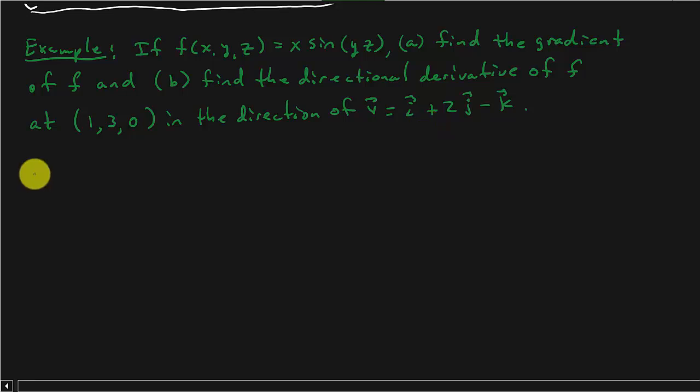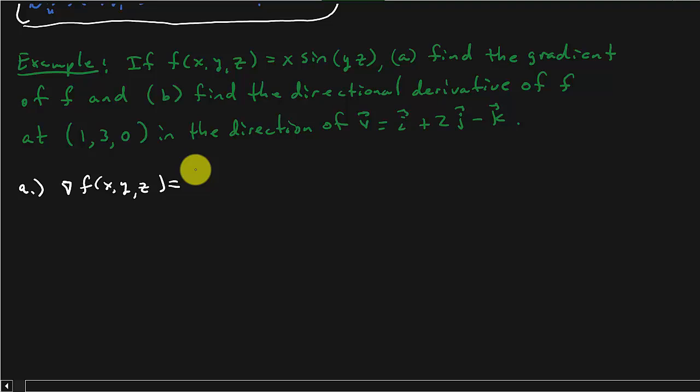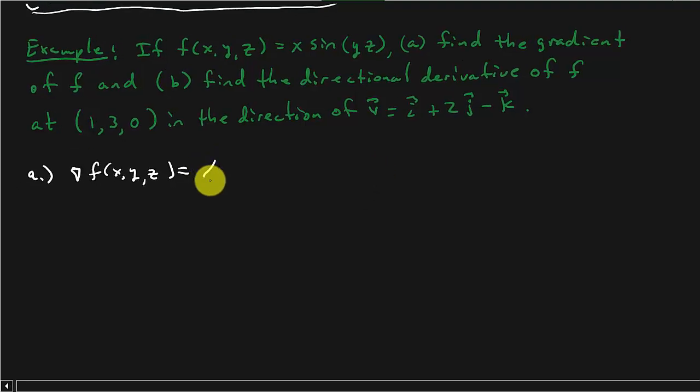All right, so for part A, let's find the gradient of f. The gradient of f of x, y, z is equal to the partial of f with respect to x. Well, what's the partial of f with respect to x? That's just going to be sin(yz), right? I mean, x is our variable, and sin(yz) is like a constant.